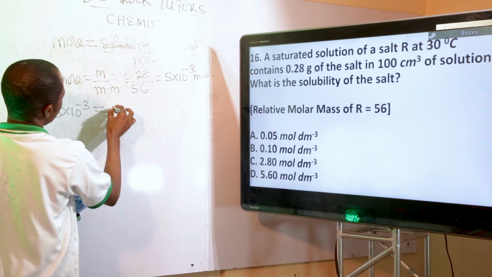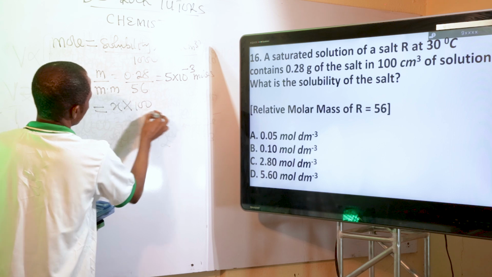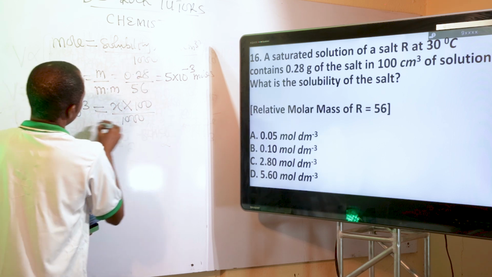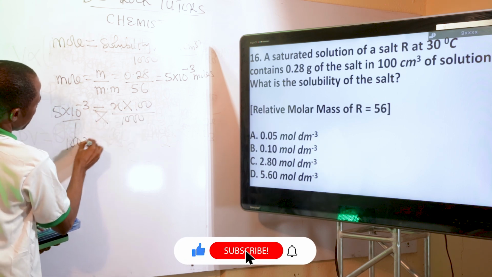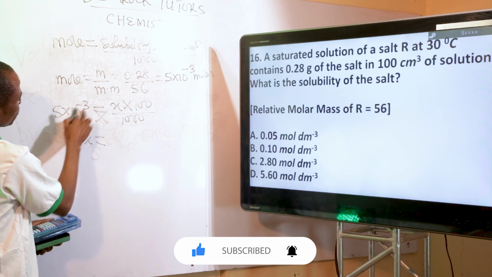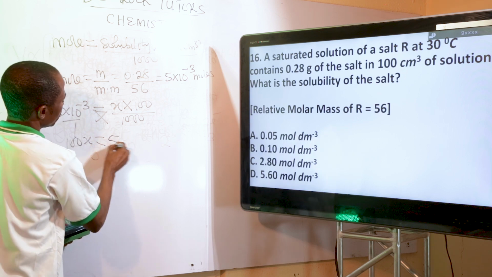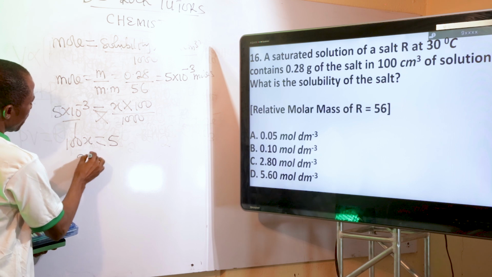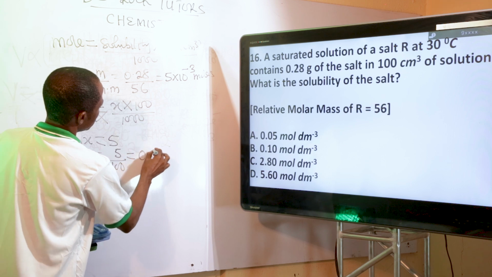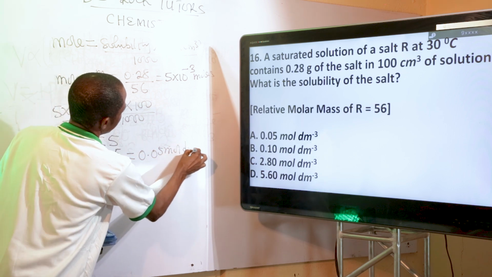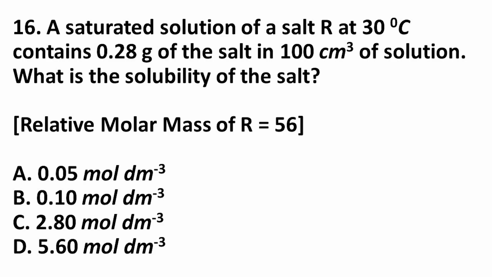So we substitute here so that we now have 5 times 10 to the power minus 3 moles is equal to the solubility, let's represent it by x, times the volume. The volume according to the question is 100 cm cubed, 100 over 1000. We can cross multiply. So 1 times x times 100, that is 100x, is equal to 5 times 10 to the power minus 3 multiplied by 1000. That will give us ordinary 5. And then if you divide both sides by 100, x is equal to 5 over 100, which gives us 0.05 mole per dm cube. And if you look at the options, you can see that the correct answer is option A.